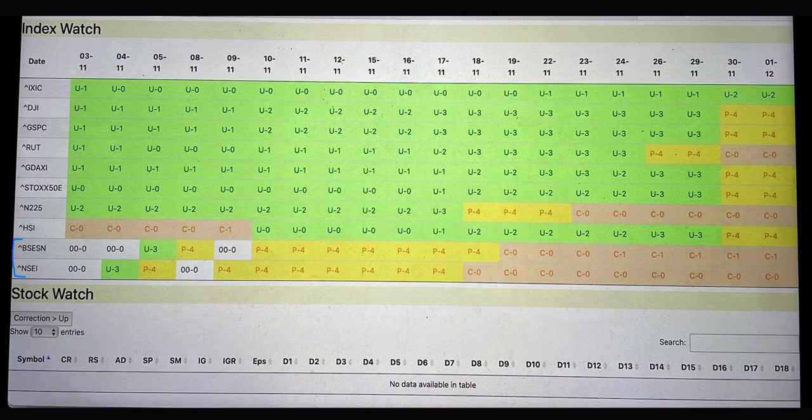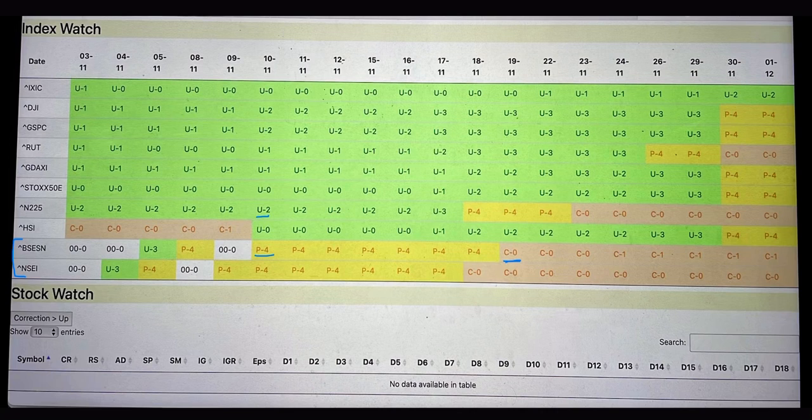So what colors you see here, all the green colors denote the market is in confirmed upward trend. All the orange color denotes the market is under pressure, which means getting into a correction mode, high probability of getting into a correction mode sooner. And then the red color, denoted by C, means market is confirmed under correction mode, right? So U means upward trend, which is denoted in green. P means under pressure, which means potentially it can go to correction mode, and C means it is under correction mode, right? So that is what this chart shows, and this shows for the last 20 days, right?